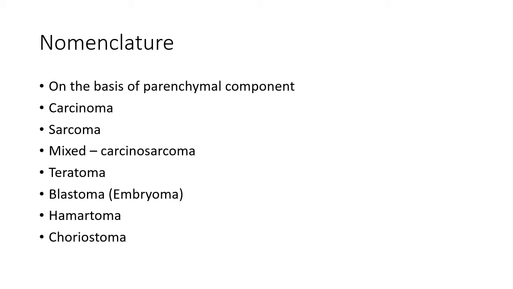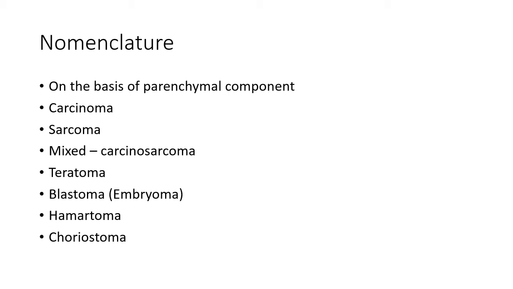Another type of tumor which arises from totipotent cells derived from the three germ layers, that is ectoderm, mesoderm and endoderm, is called teratoma, and these tumors which arise from totipotent cells occur most commonly in ovaries and testes. Another type of tumor is blastoma or embryoma, and this arises from embryonal or partially differentiated cells, and this occurs mostly in infants and children.